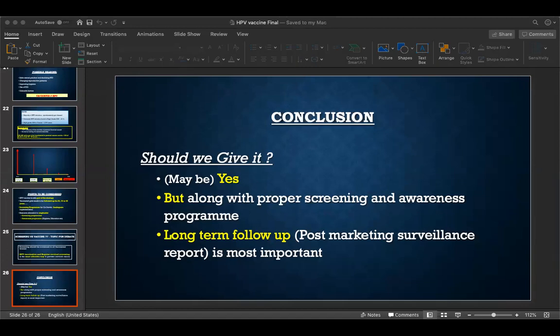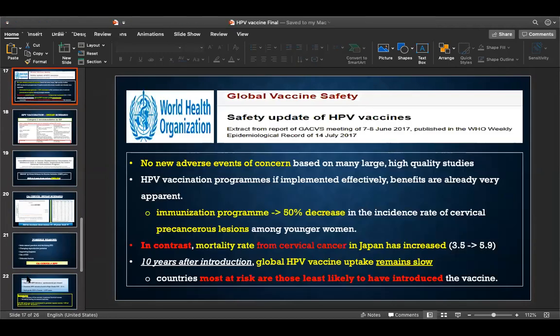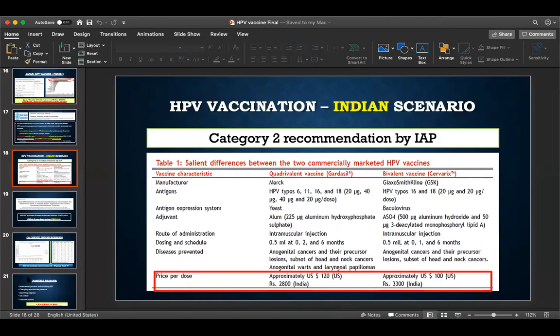Can you please show that slide in which the Indian scenario regarding the HPV vaccine is given? This one. So yeah, if you look at the Indian scenario, the bivalent vaccine, like I said, the antigen expression system is the baculovirus. So it's either baculovirus or yeast. The quadrivalent vaccine is made using yeast, and the bivalent vaccine is made using baculovirus.